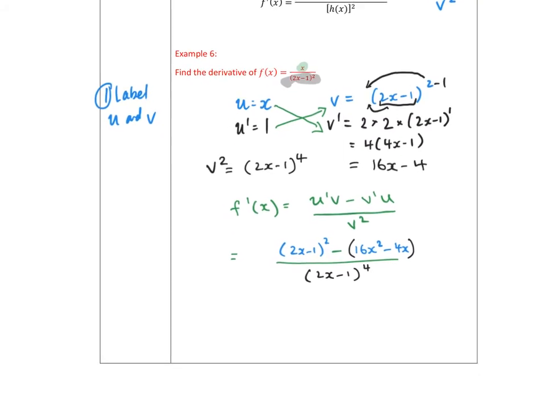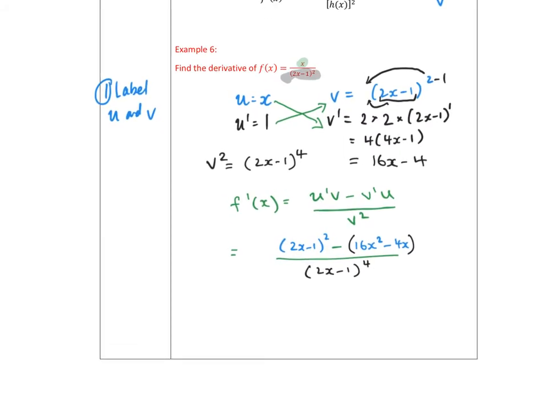Give ourselves a little bit more room, and we'll notice that when we expand that out, we get (2x minus 1) squared minus 16x squared plus 4x. So that subtraction needs to go to every term in the bracket. And that's still over 2x minus 1 to the 4.